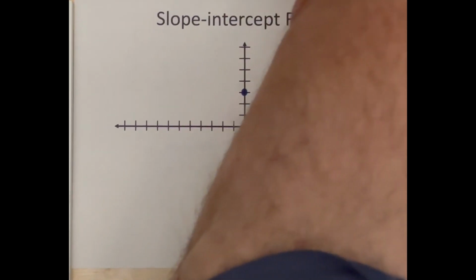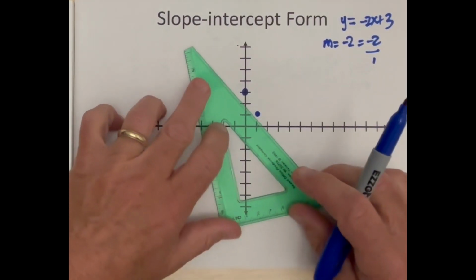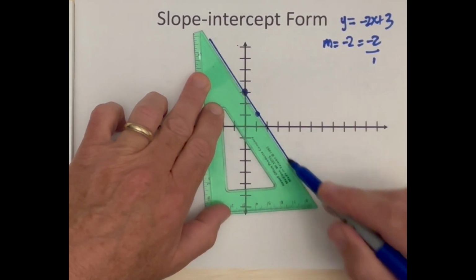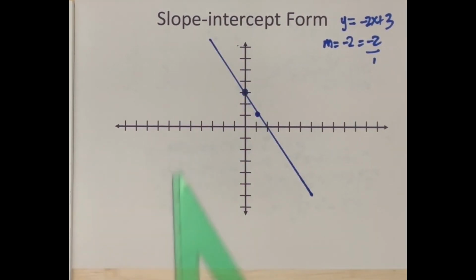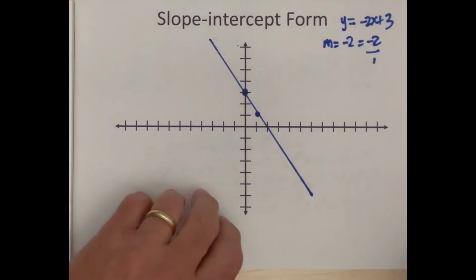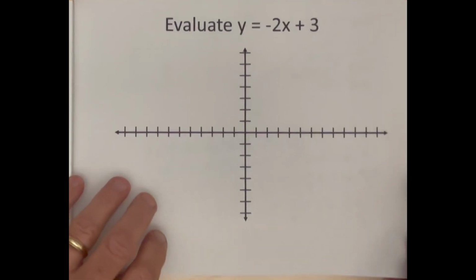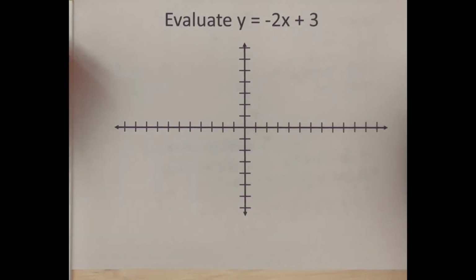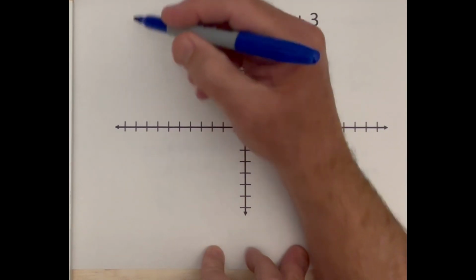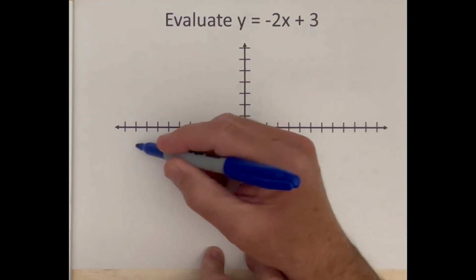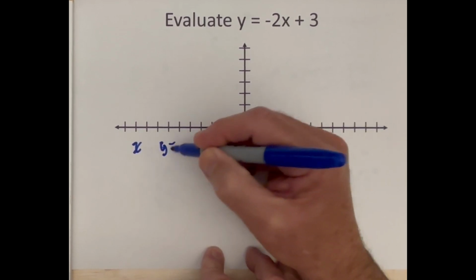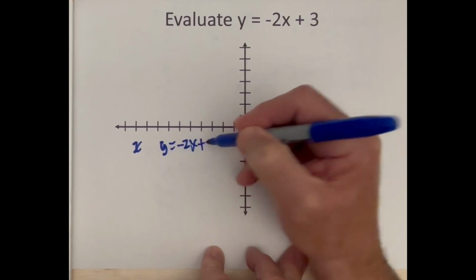Now let's get a straight edge here and draw this line. Okay, so that's the line in question for y is equal to minus 2x plus 3. Another method to do this is just going to be to evaluate the function. So we're going to get, let's just do it, x, and then y is equal to minus 2x plus 3.